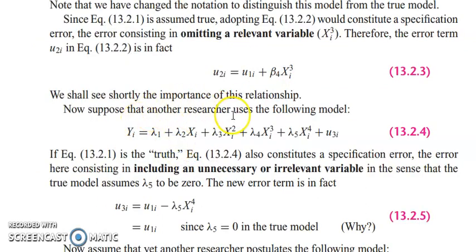Suppose another researcher used the model yi equals lambda 1 plus lambda 2 xi plus lambda 3 xi squared plus lambda 4 xi to the power of 3 plus lambda 5 xi to the power of 4 plus u3i. So here there is an extra term, lambda 5 xi to the power of 4. Meaning that in this model, the researcher is including an unnecessary or irrelevant variable.